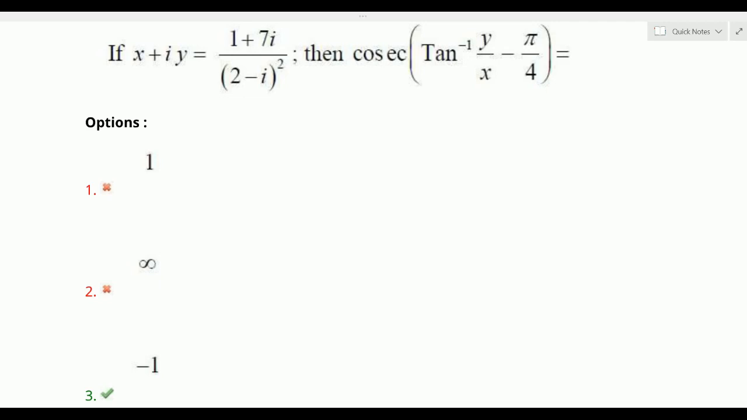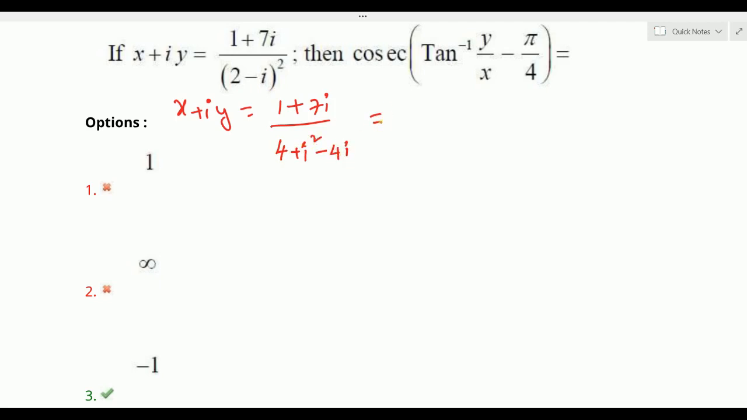Then the value of cosecant of tan inverse y by x minus y by 4 is asked. So we have to find the xy values, and to find them we have to convert this into a plus ib form. First, LHS x plus iy I am writing as it is, RHS 1 plus 7i as it is. What about the denominator? The denominator needs simplification first. It is of the form (a minus b) whole square: a square into 4 plus b square into i square with minus 2ab into 4i.